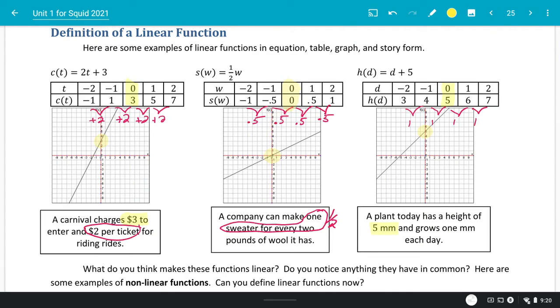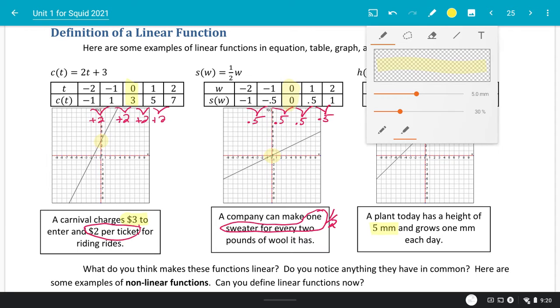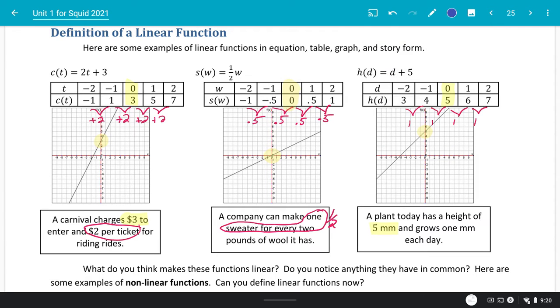In the story form, a carnival charges $3 to enter. That's the initial value. The company makes one sweater for every 2 pounds of wool it has, but it doesn't say anything else, so there's no initial value in there. What number do we use to represent the lack of anything? 0. And then a plant has a height of 5 meters. That's the initial value. Are you with me?